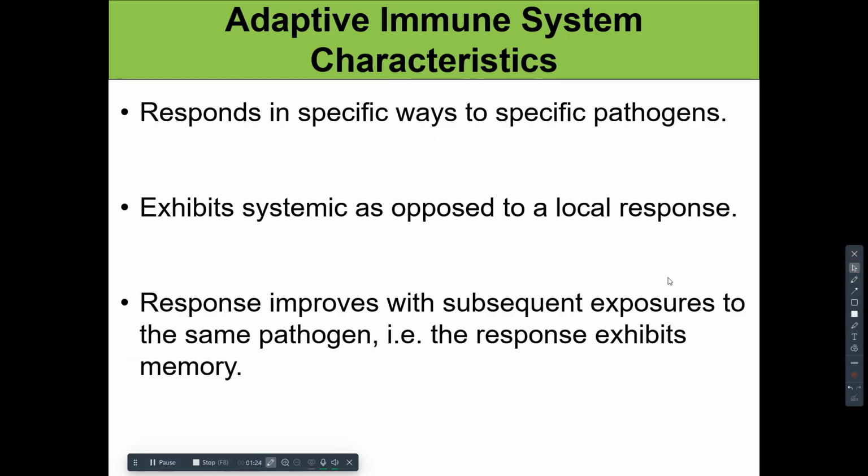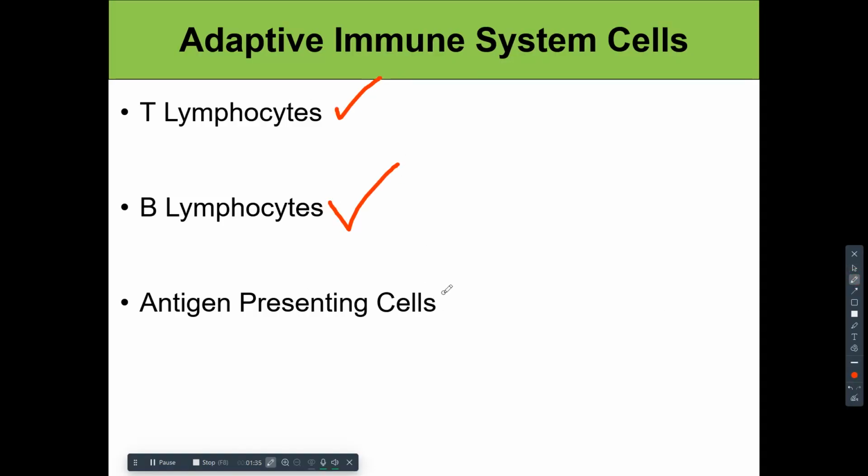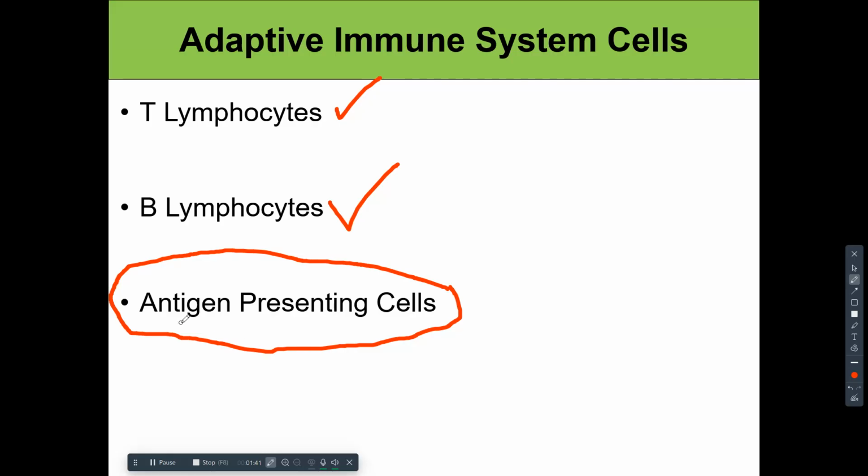In this system, the major cells are the T lymphocytes, which we are familiar with, the B lymphocytes, which we've met as well, and the antigen presenting cells. Now, we haven't used that word antigen presenting, but we have met antigen presenting cells, as we shall see.